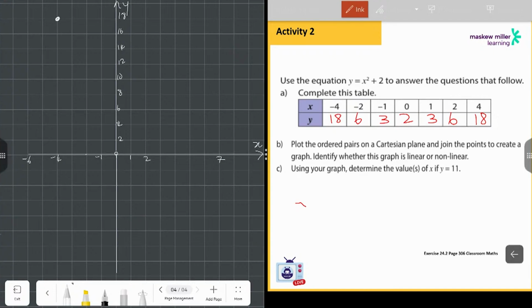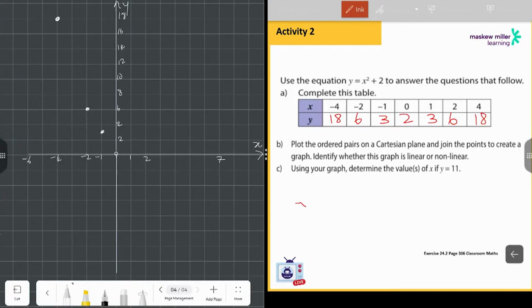Now I go to the next one, where x is -2. So x is -2 over here. Then I go up to where y is 6. So where's y 6? Y is 6 over there, right? Then I go to where x is -1, which is here. And where x is -1, y is 3. So I go up to 3, which is somewhere along there.